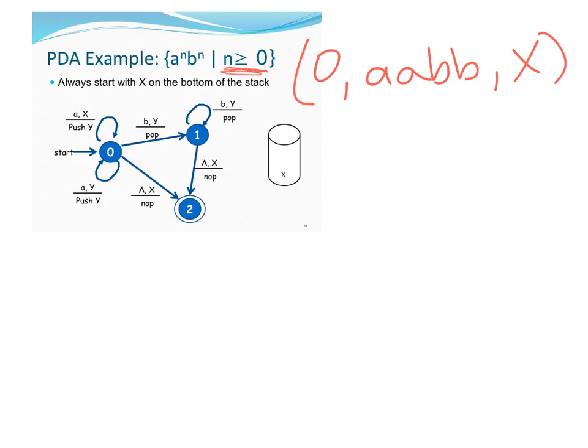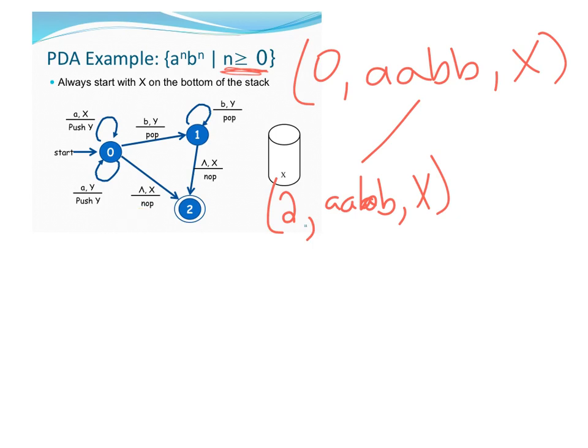So let's split this off, and we'll say if we take the first thing and we go to state 2, then we still have our entire string, AABB, and an X on the stack, because it was a no-op at the bottom of the transition, right? This says no-op here. Okay.